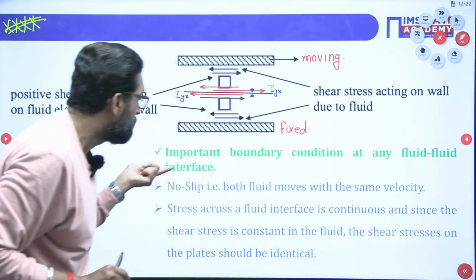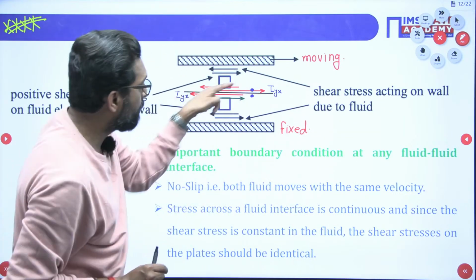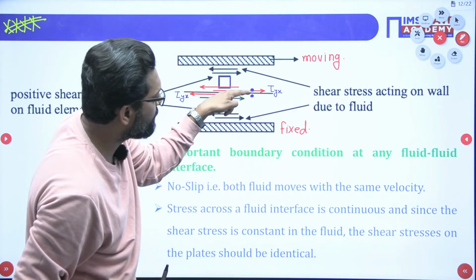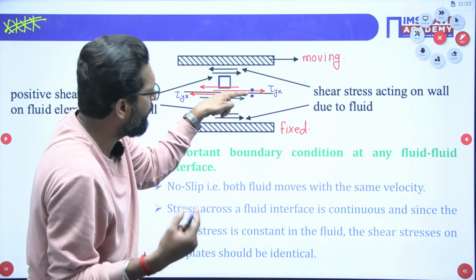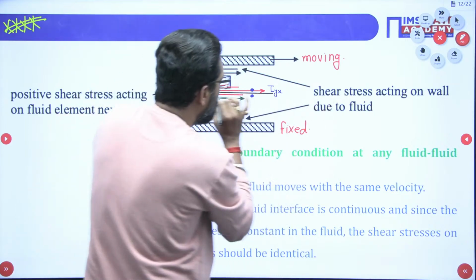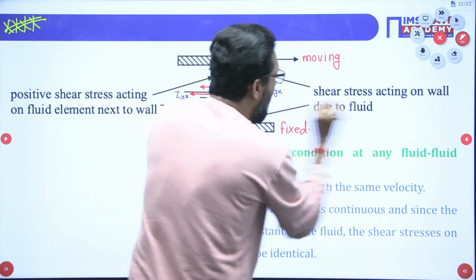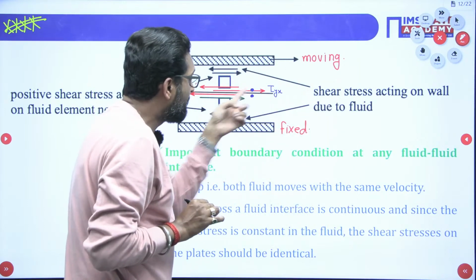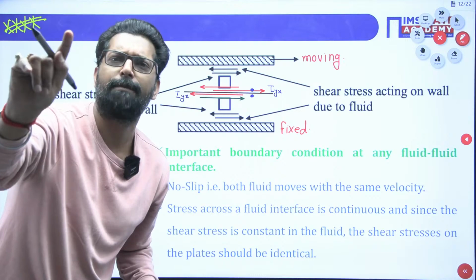Why? Because there is a no slip boundary condition. That means this fluid particle will stick to this imaginary layer, any layer, and this fluid particle will stick to this layer. If you drag this layer, both particle velocities are the same. This is the first boundary condition. I am telling you, very important.